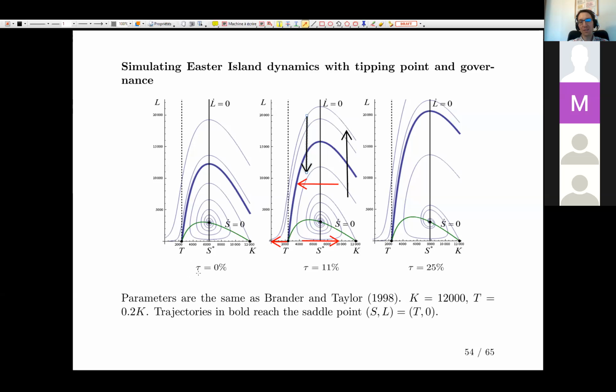So tau here is the ad valorem tax on food. If you introduce no tax, it's this here. It means there's little government intervention, and you see that if you start with any of these points here, then the economy will eventually crash at 0.